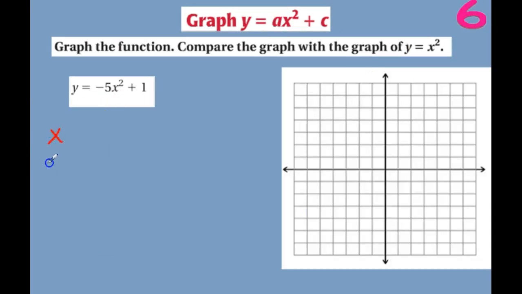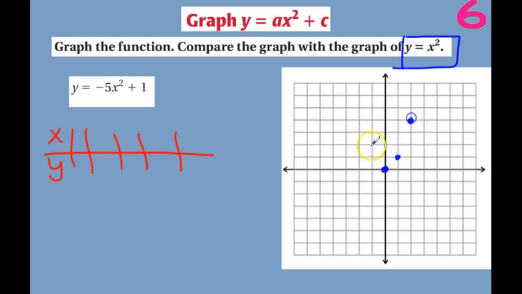So I'm going to make my XY table on this one. And before I graph that function, I'm going to graph my parent function, plugging in 0, 0, 1, 1, and 2, 4. There's my parent function, x squared. And now we're going to plug in our numbers -2, -1, 0, 1, and 2 into this equation.